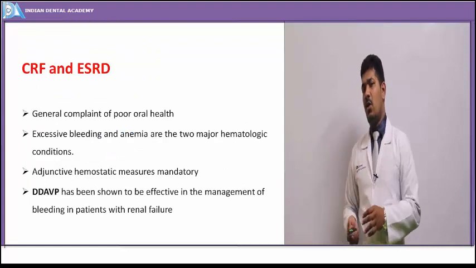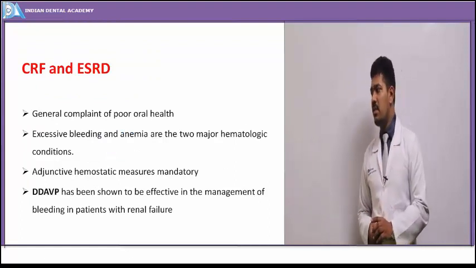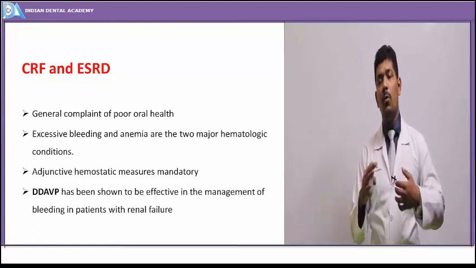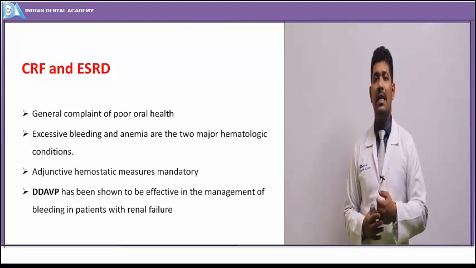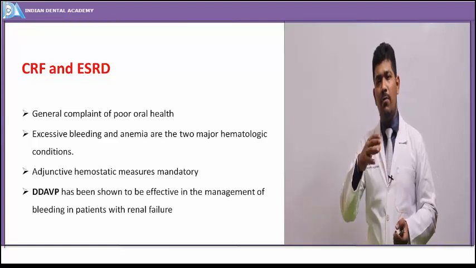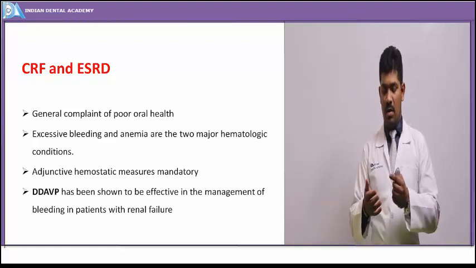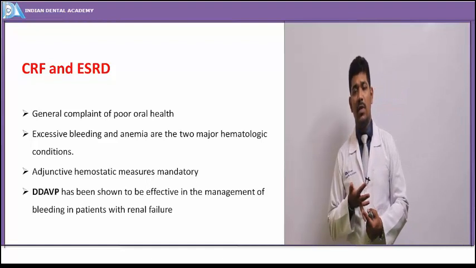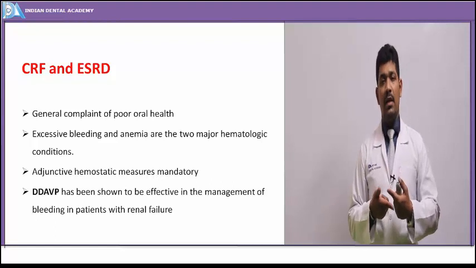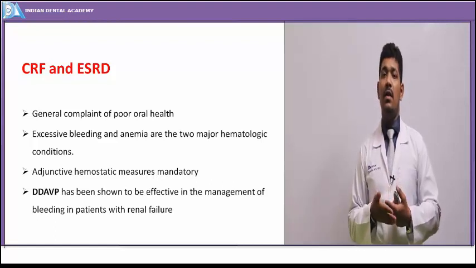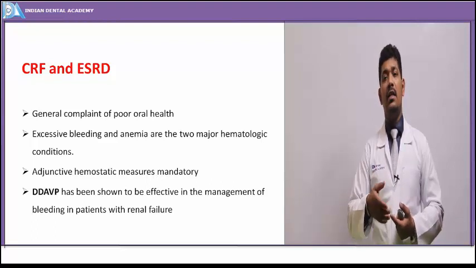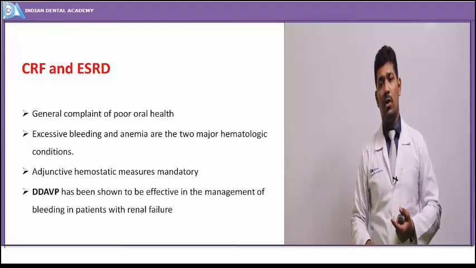On the other hand, in chronic renal failure or end-stage renal disease, there are so many oral complications, with so much overlap, that any particular dental treatment or elective dental surgery requires a lot of factors to be taken care of, starting from the poor oral health of these patients, the bleeding and hematological disturbances, the electrolyte disturbances, and the interactions of the medications which you give as a dental physician with the medications the person is already on a chronic basis.